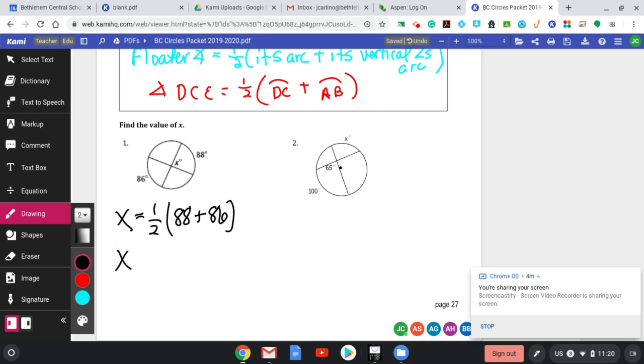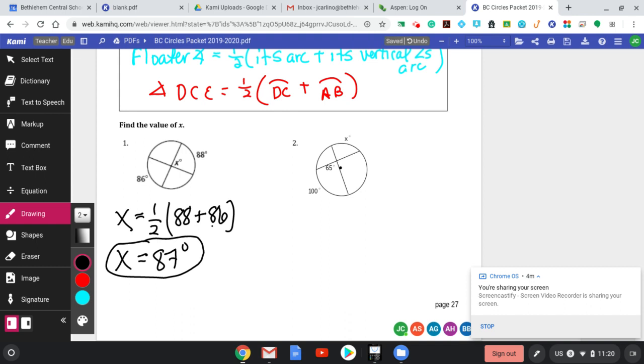Now, why are you going to the calculator right now? 88 and 86, you're taking the average of them, right? What's in between 88 and 86? Come on, honors kids, you're better than that. One job. One stinking job. All right, moving on.